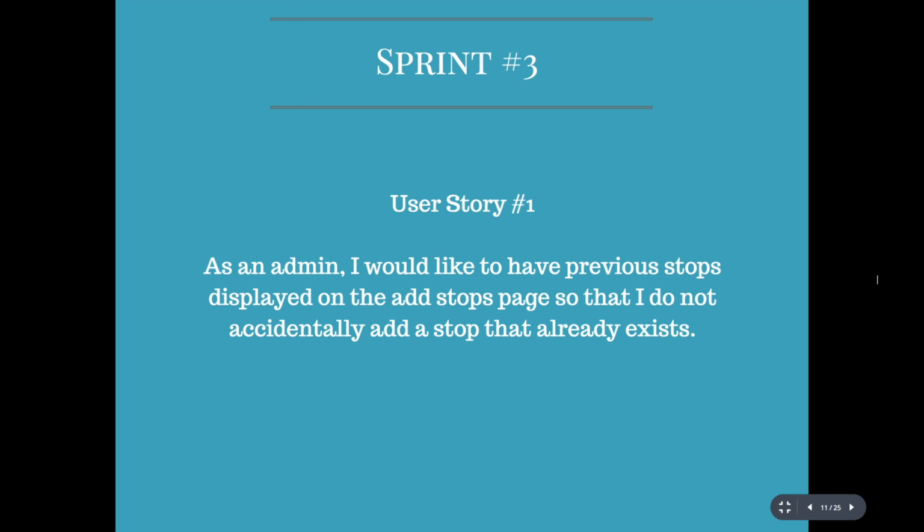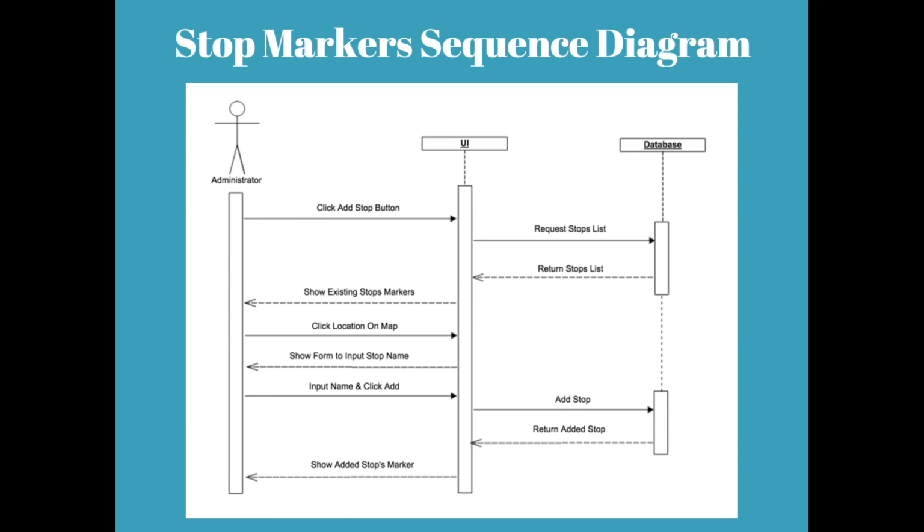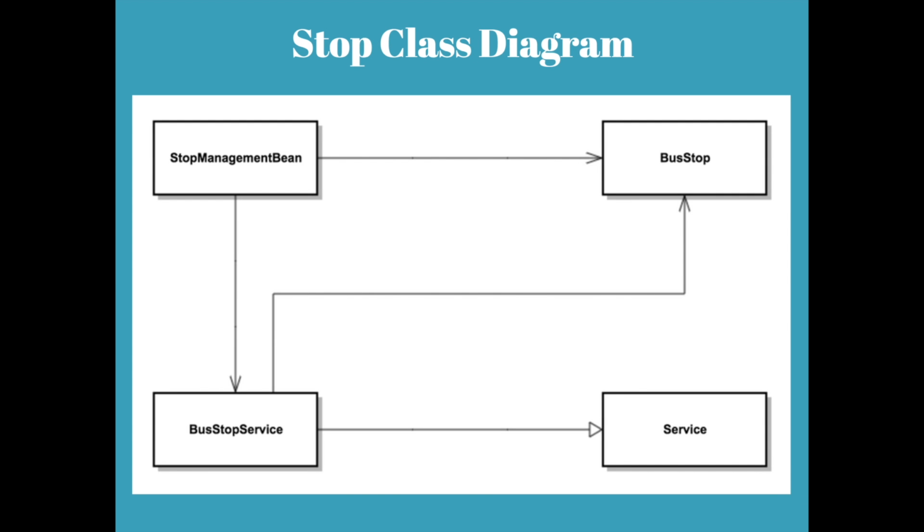For Sprint 3, my first user story was: as an admin, I would like to have previous stops displayed on the add stops page so that I do not accidentally add a stop that already exists. Here is a sequence diagram for this case. And here we are, much like the other two. We have a bus stop object, which is used by the stop management bean and the bus stop service. And the stop management bean calls on the bus stop service, which extends service.